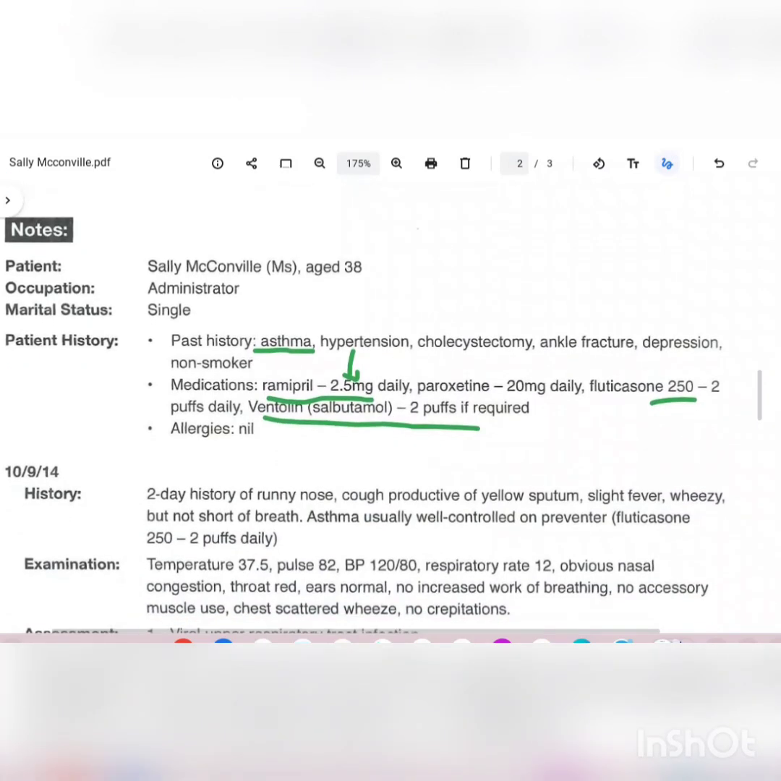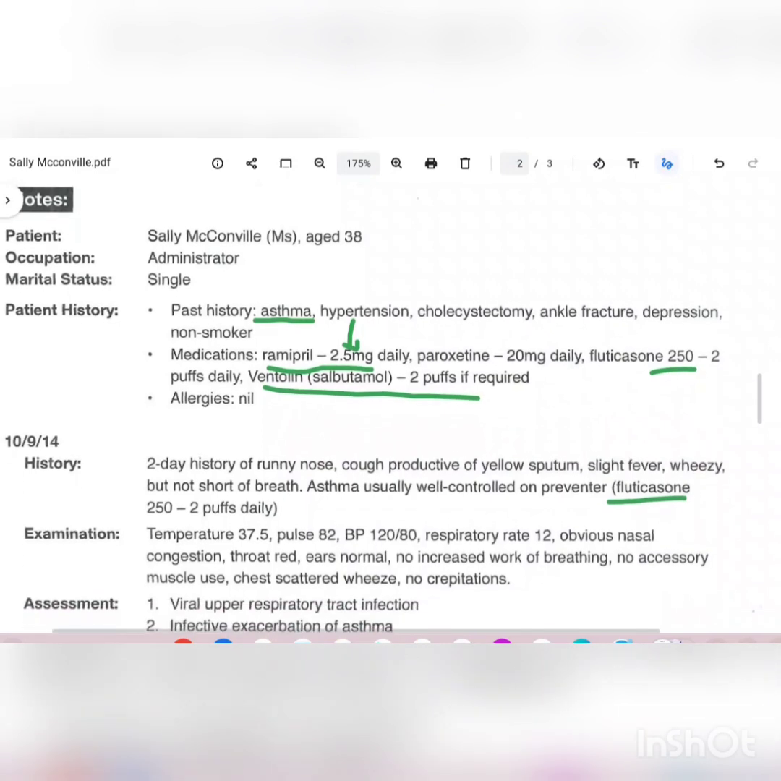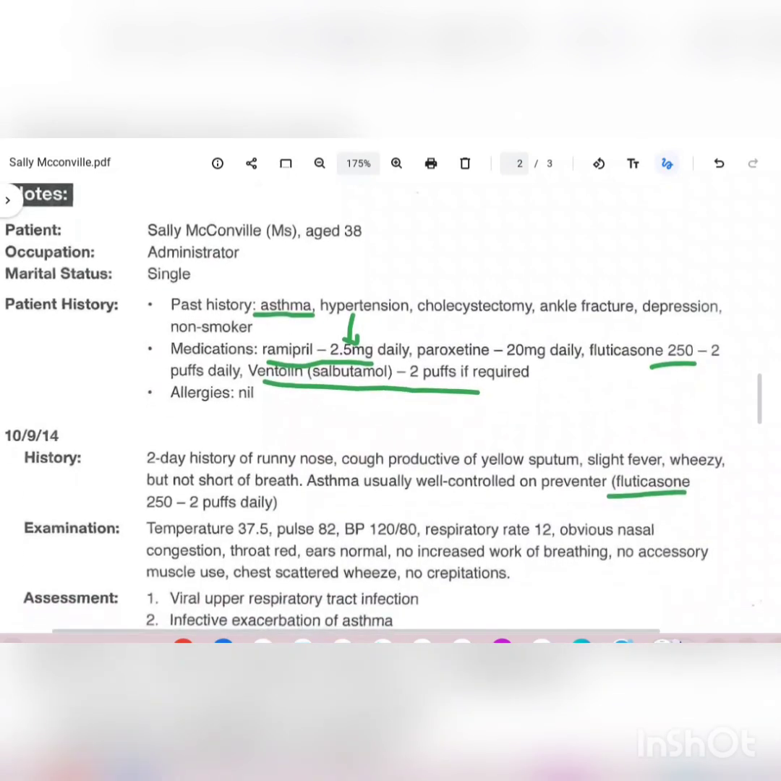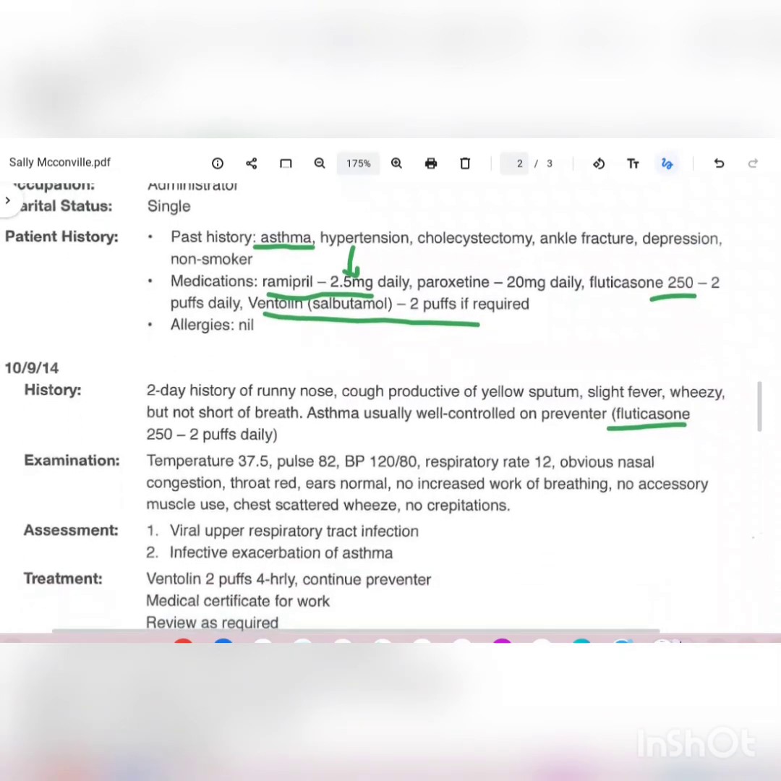So what happened is the patient's history coming to you on 10/9/14: a 2-day history of runny nose and cough, productive cough with yellow sputum, slight fever, wheezy, but not short of breath. Asthma usually well controlled on preventer, that is fluticasone, a steroid, so usually she will get better with this. Examination: temperature is high, blood pressure and other baseline observations are done. No increased work of breathing, no accessory muscle use at that time.